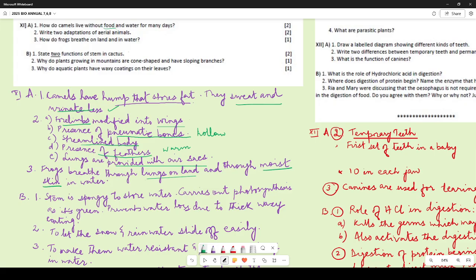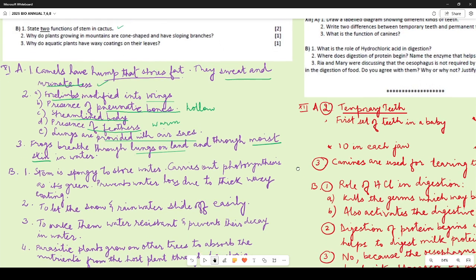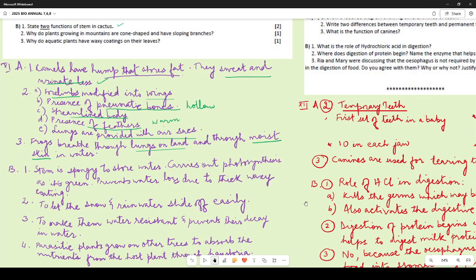State two functions of stem in cactus. So the cactus stem is specifically modified. If you have a cactus at home, just observe it and you will be able to understand it better. So state two functions of stem in cactus. First and foremost, stem is spongy to store water.